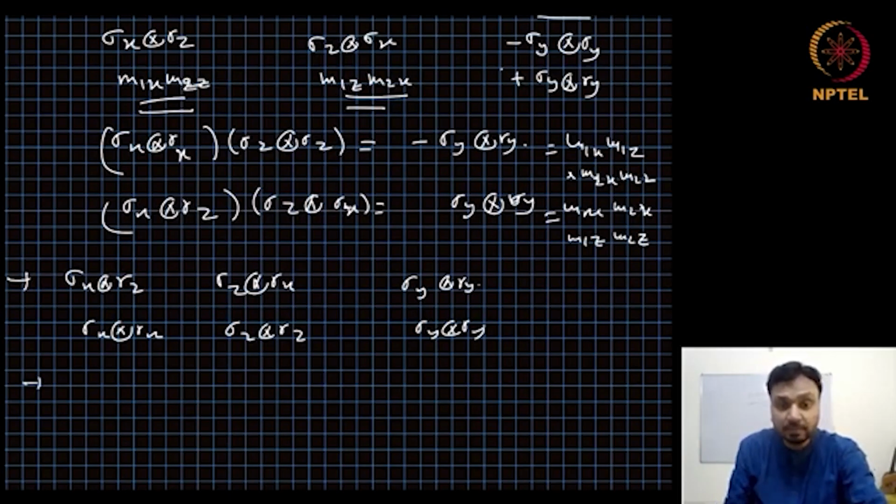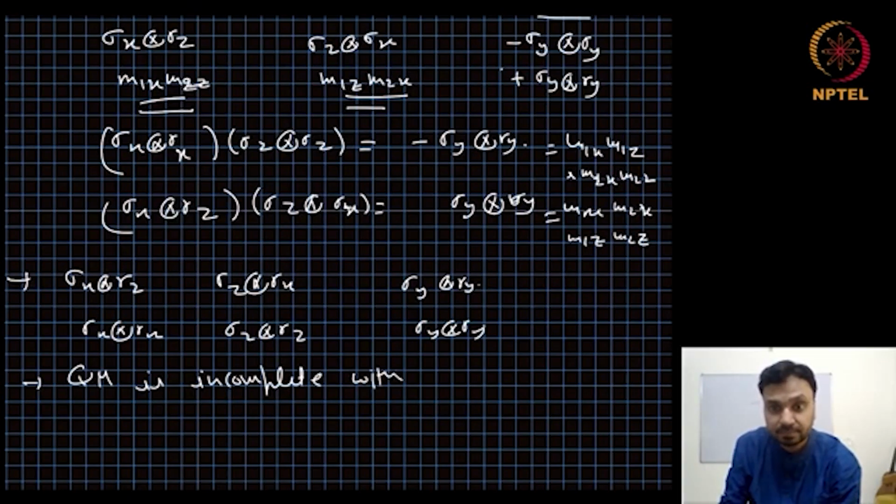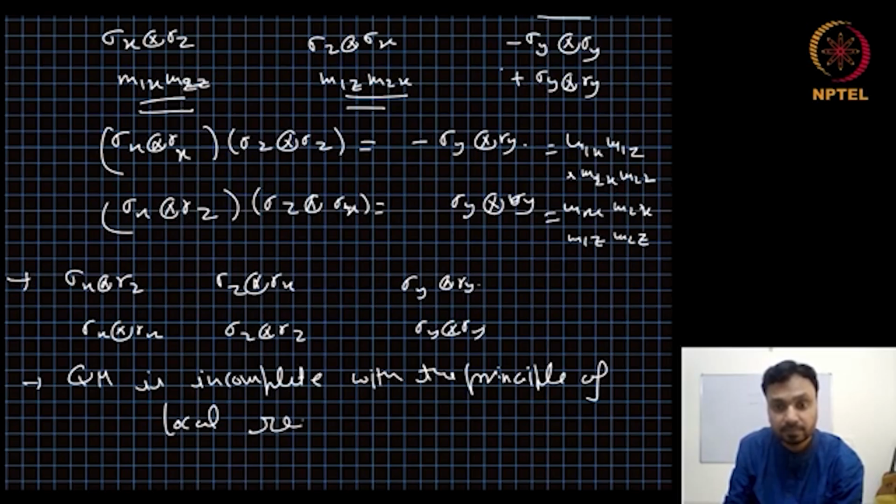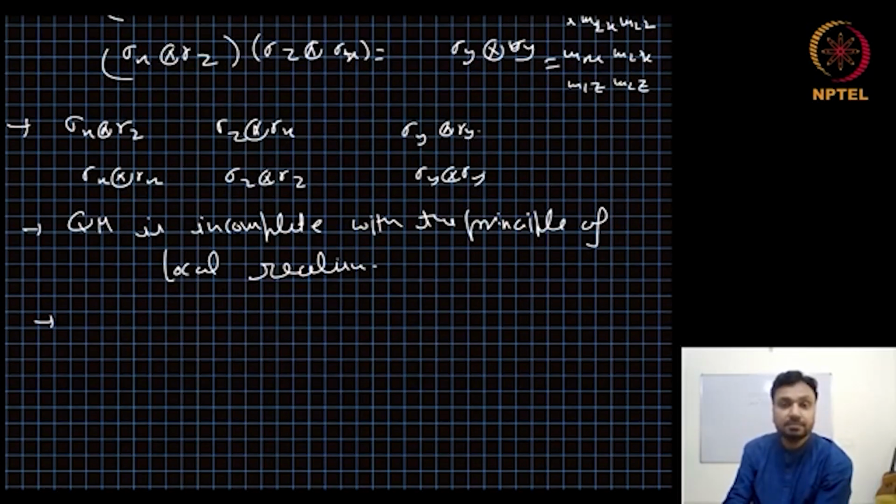So with all these arguments, the EPR argument, Bohm's argument, Mermin's argument, and this argument, we can conclude that quantum mechanics is incomplete with the principle of local realism. There might be a hidden variable attached with each of the quantum systems, which can help rectify this problem. Perhaps the quantum mechanical description can be improved by including some hidden variable, which might explain all these contradictions.